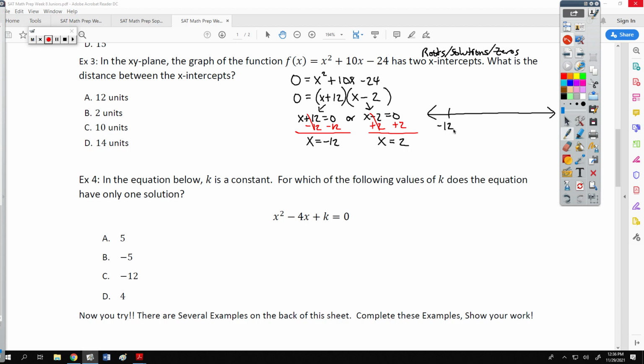Negative 12 is over here. Positive 2 is to the right. And you just have to think to yourself, how far is it from one to the other? Well, that is 14 units between those two. So the correct answer is D, 14 units.